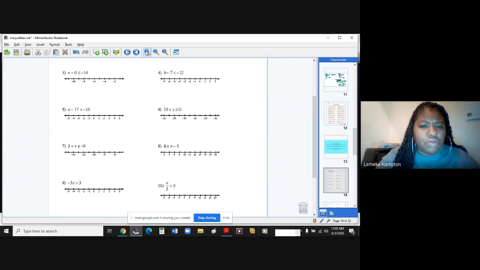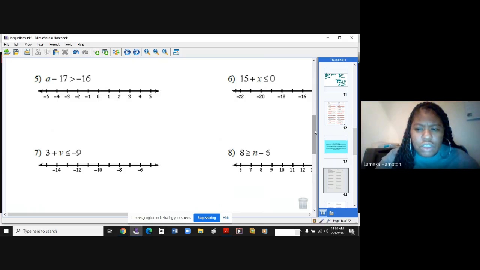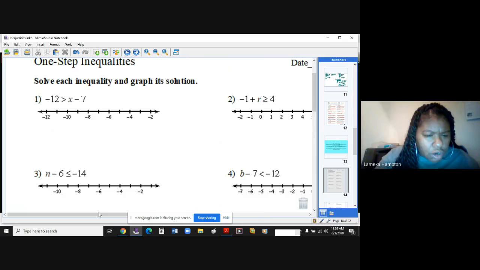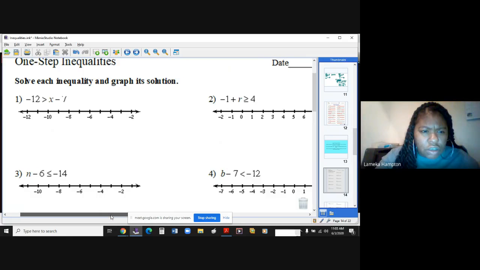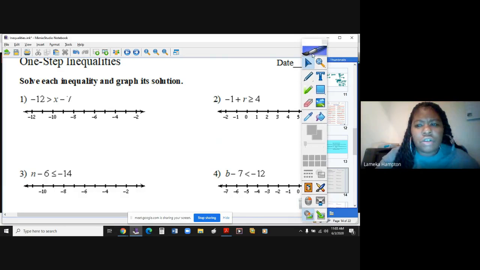All right, so let's see. I'm going to zoom on in here. Hopefully, y'all can see that. See these nice little problems here. And I'm going to pull up my toolbar. We are just going to get it cracking.